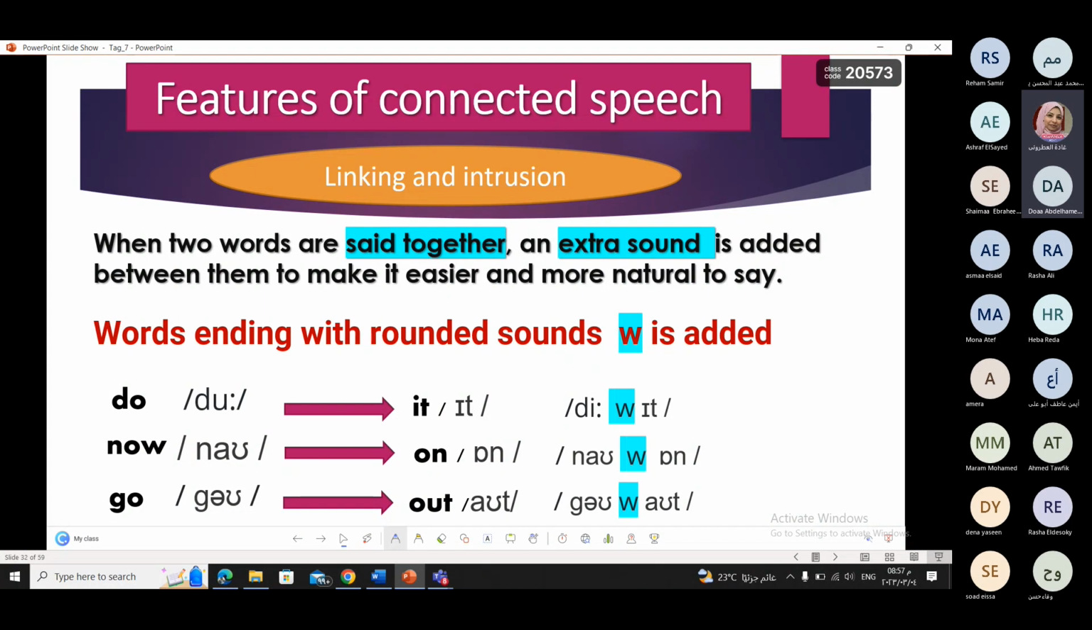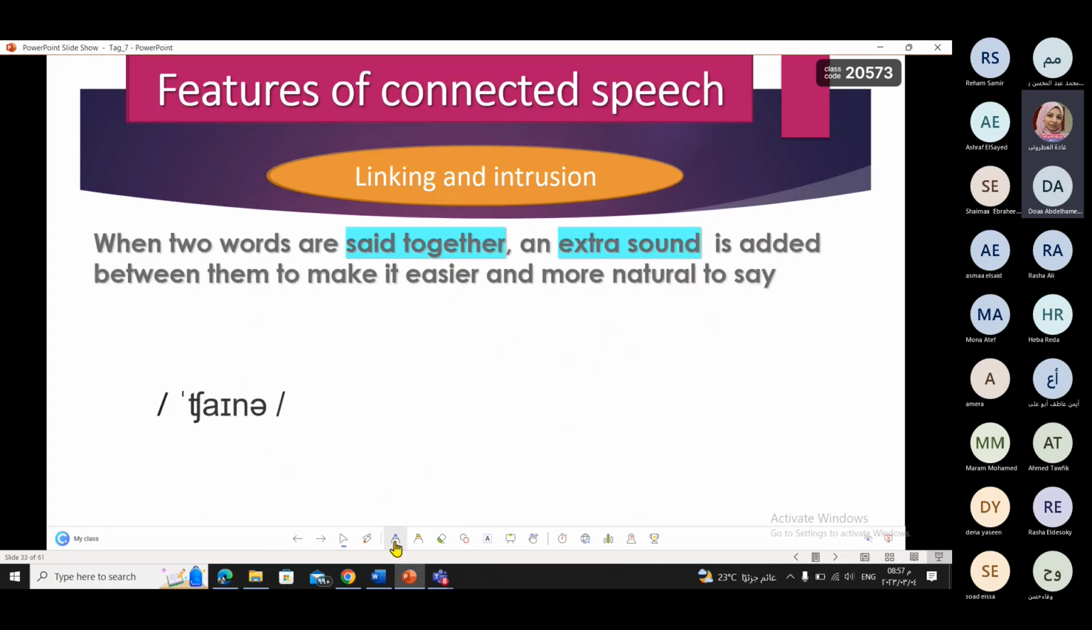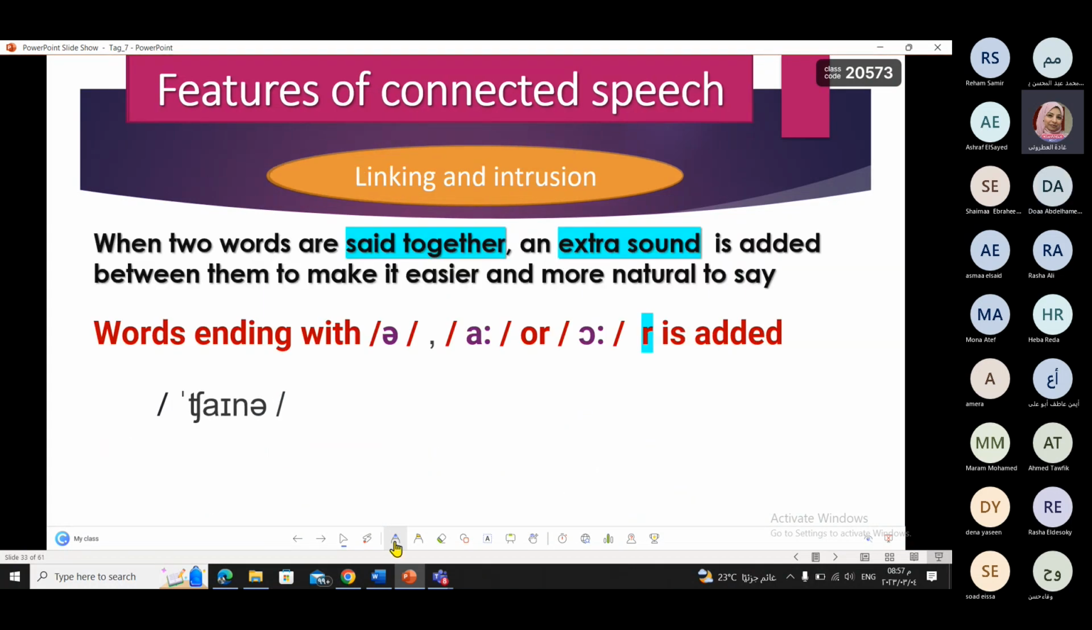Yeah, excellent. So let's move on to another thing. Words that end with the schwa or a or o, the R is added. If we say China, it ends with a schwa. Spa, so it ends with a. Law, it ends with o, the long o.